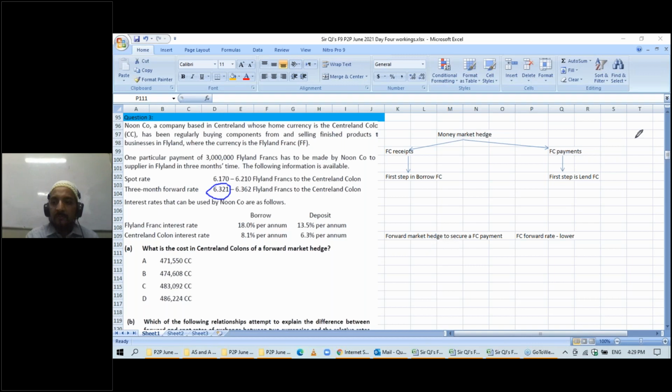So the amount will be calculated as follows. The foreign currency to be received is 3 million Flyland francs. This should be divided by 6.321. This gives you the Centerland colons, which is equal to 474,608. So the correct answer is option B.